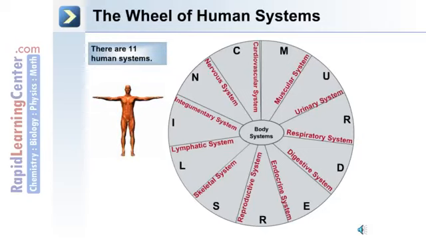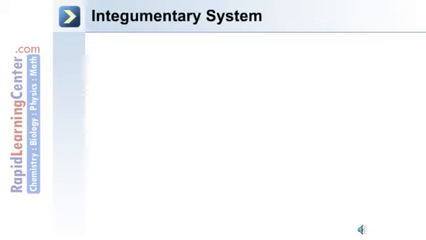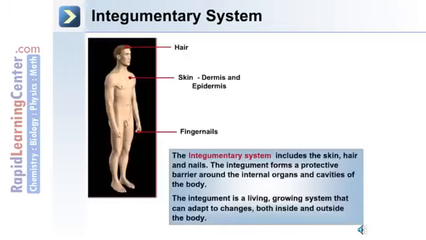The 11 human systems can be memorized and learned using the acronym Murder's Link, as well as a wheel of human systems. The first body system we'll discuss is the integumentary system. This is made up of the hair, the skin, including dermis and epidermis, and nails, such as fingernails. The integument forms a protective barrier around the internal organs and cavities of the body. The integument is a living, growing system that can adapt to changes.